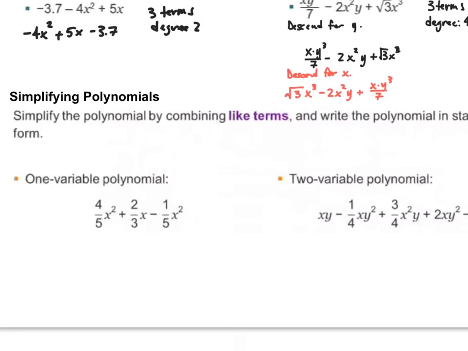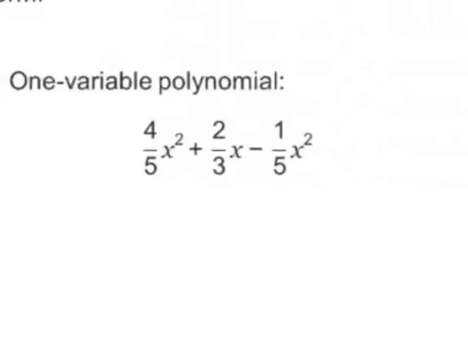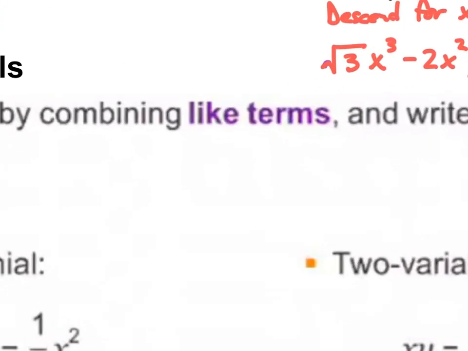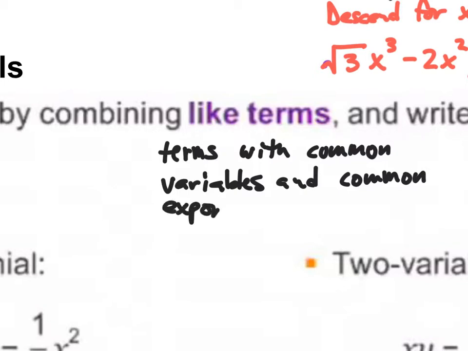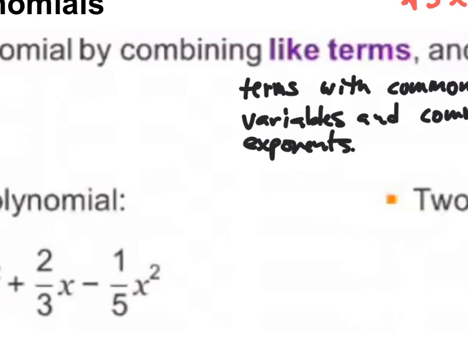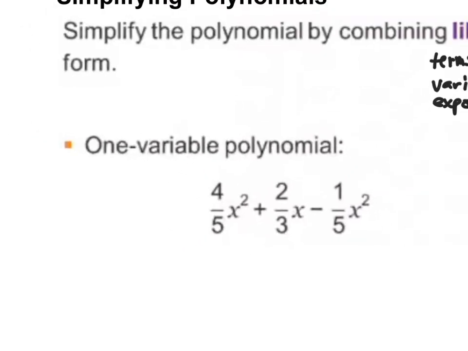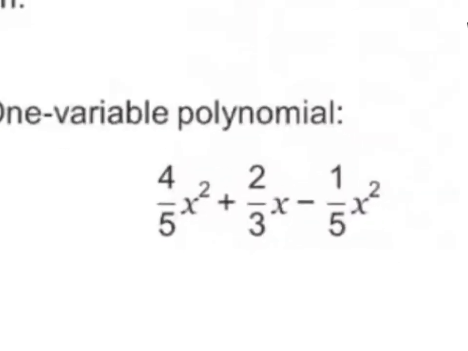So let's talk about one variable polynomials and like terms. Now what I'm looking for when I talk about like terms is terms with common variables and common exponents. Okay, so it's a little bit easier to do when you just have one variable polynomials. And so what I'm going to look for here is, I want to find my like terms.